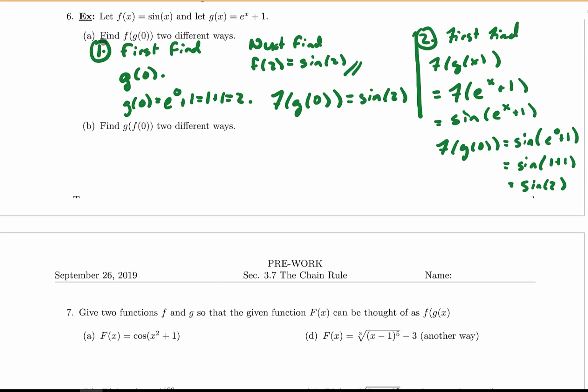So that's a quick introduction or review, I guess, of function composition. And I've done part A here. I want you to try this. I'd like you to do part B here for your pre-work.